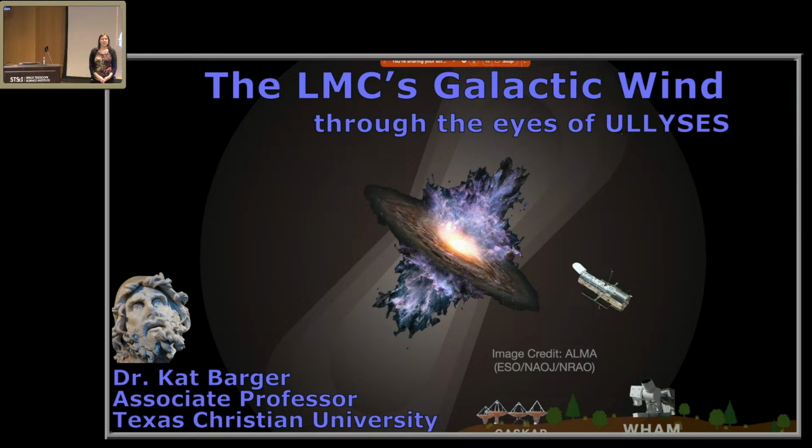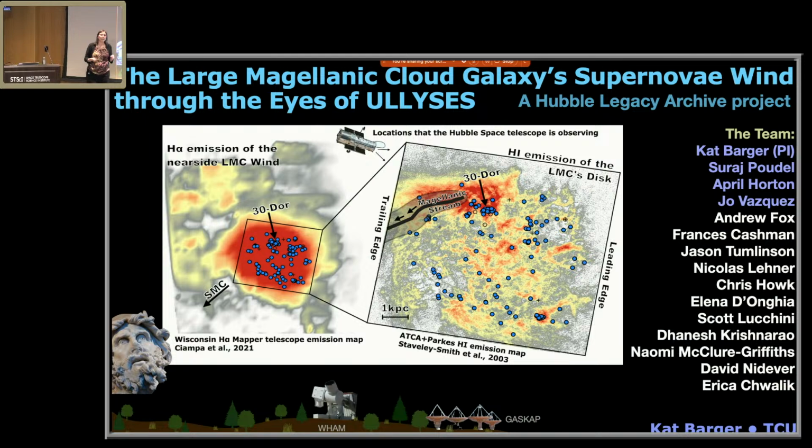The Large Magellanic Cloud galaxy is bursting in stellar activity, and that stellar activity is driving a galactic wind from this galaxy. So we're going to switch it up a little bit, and we're going to move from the individual stars and look at the effect that massive stars can have on a galaxy-wide system. I'm leading a large Hubble Space Telescope Legacy Archive project to explore this galactic wind using the Ulysses dataset as background targets. This is going to be a little bit different from the previous talks in that I'm not using the stars to learn about the stars. I'm using the stars as background flashlights.